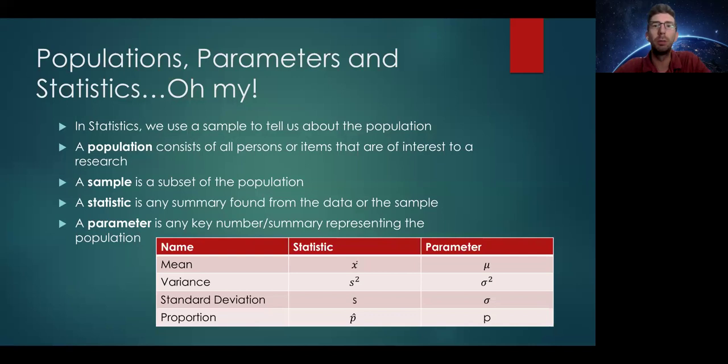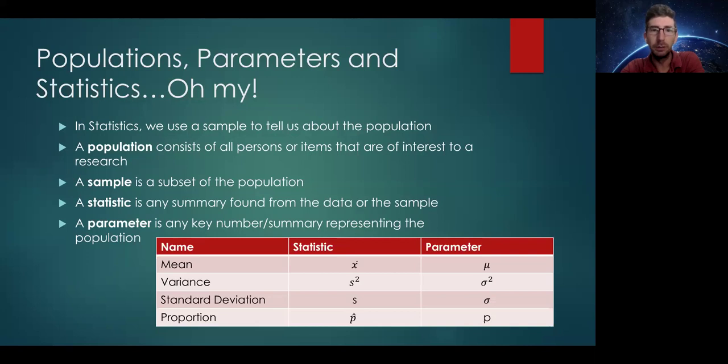So population consists of all persons or items that are of interest to a research study, question, etc. A sample is a subset of that population, and a statistic is any summary found from the data or the sample, where a parameter is any key number or summary that represents the entire population. We'll talk about populations and samples a little bit more in one of our next videos. And we'll talk about all of these values in this box too.